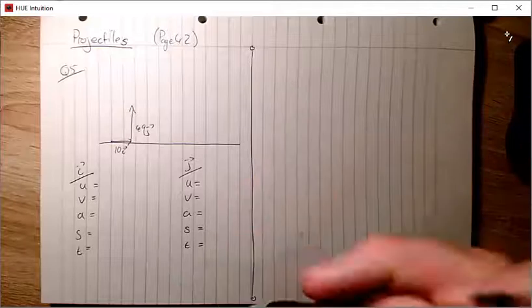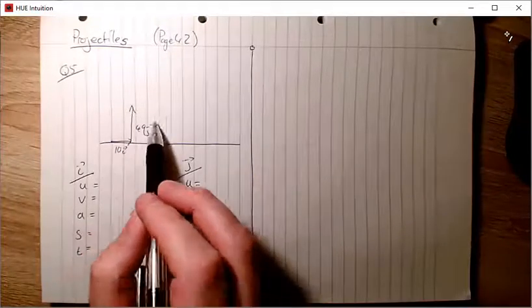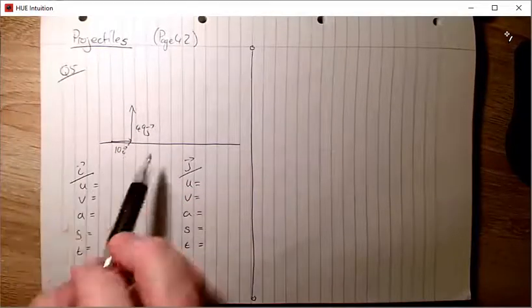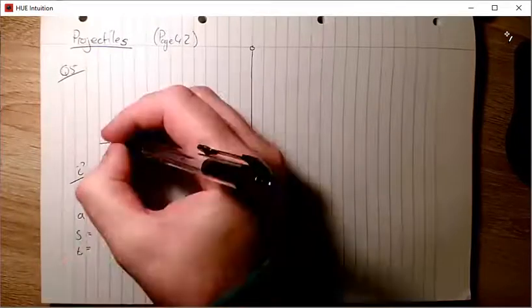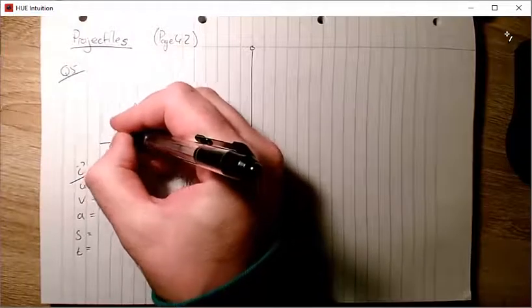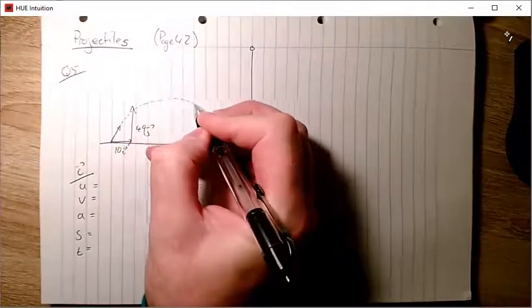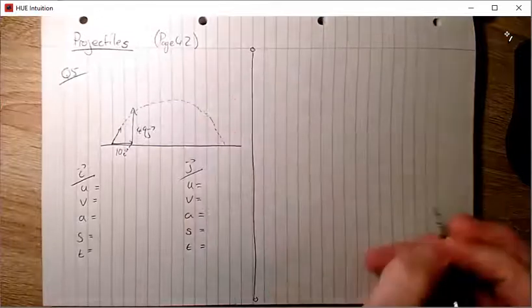So here's the setup you're looking at. Something is fired in such a way that it has a velocity of 10i and 49j, which means 10 meters per second going across, in a horizontal direction, and 49 meters per second going upward. So it's fired this way, but it immediately will start to fall under gravity so that it follows a path, or a trajectory, that looks like this.